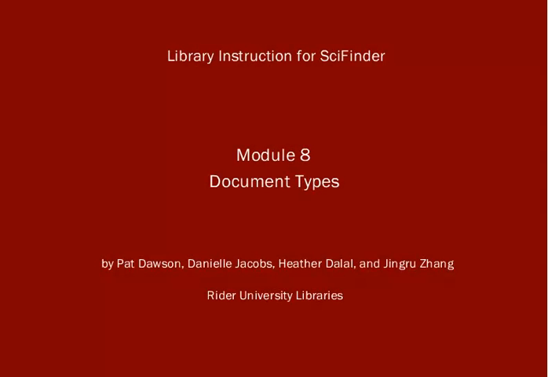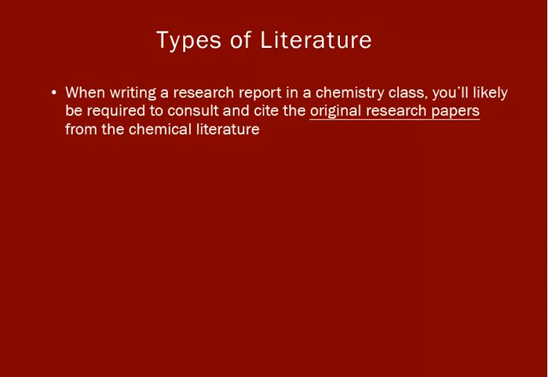Module 8, Document Types. When writing a research report in a chemistry class, you'll likely be required to consult and cite the original research papers from the chemical literature. But what does that mean? Module 8 will outline the type of information that is found in different types of scholarly documents.